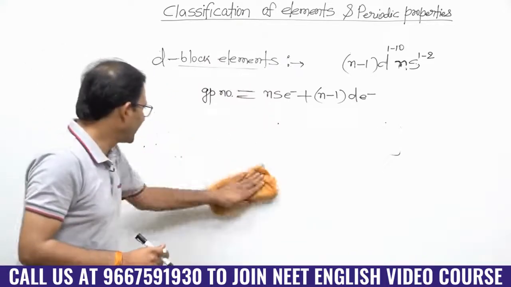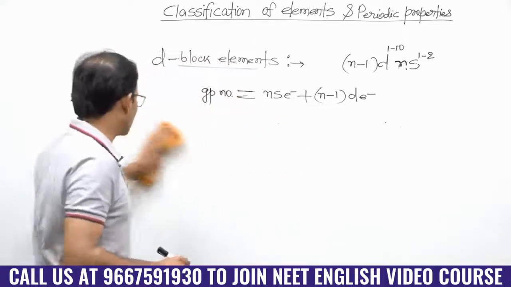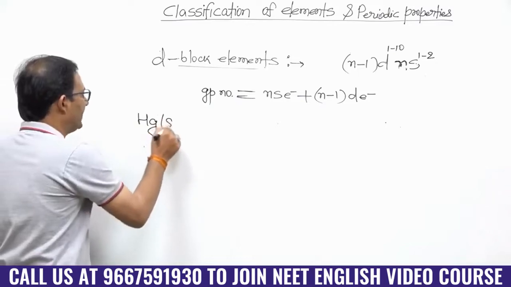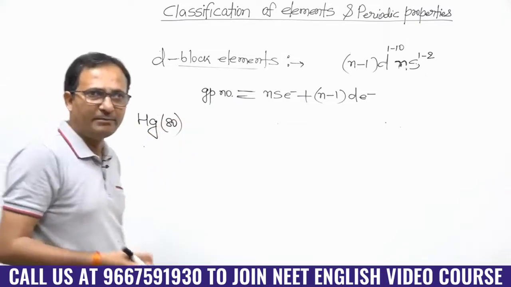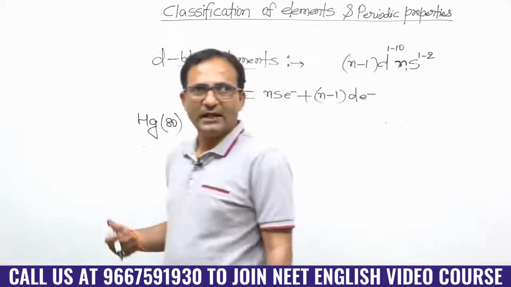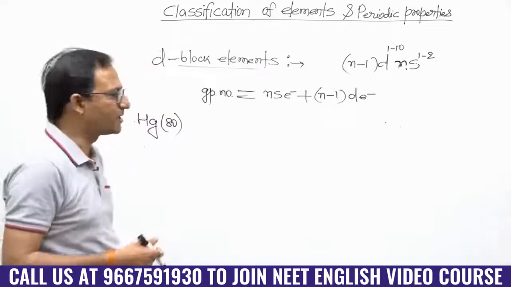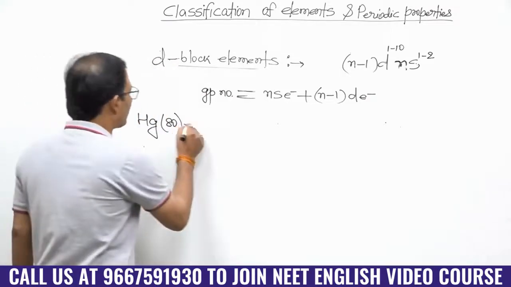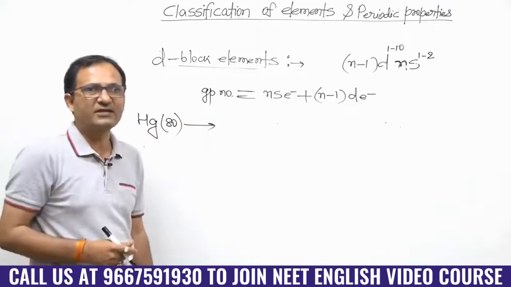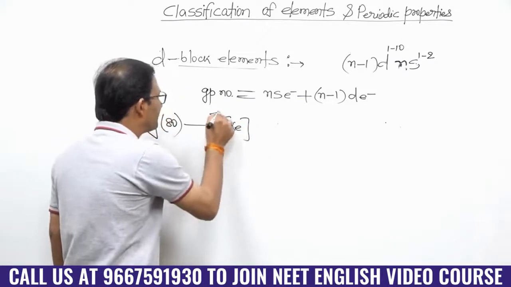Right now, take an example. Suppose I have to write the ground state electronic configuration of mercury. As you know, atomic number of mercury is 80. Now write its ground state noble gas configuration or condensed electronic configuration. As you know, before 80, which noble gas will come? Xenon, and its atomic number is 54.